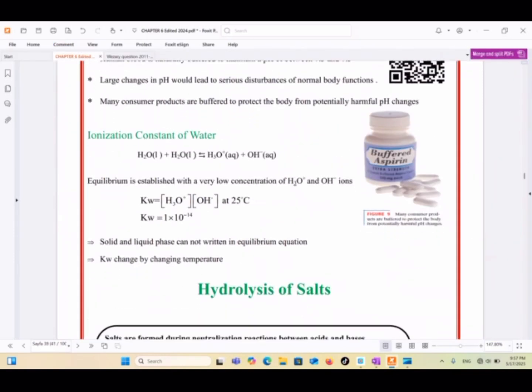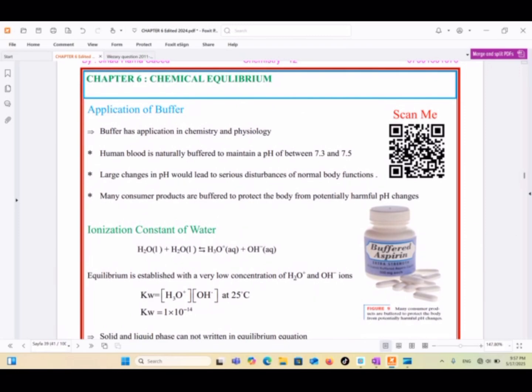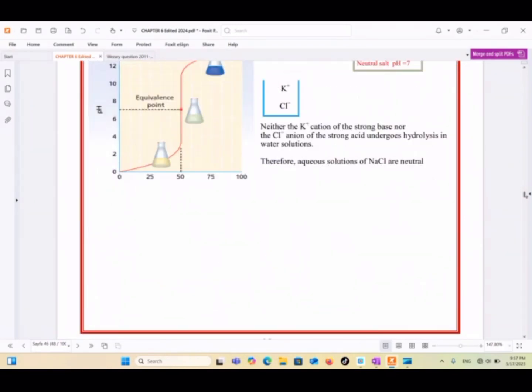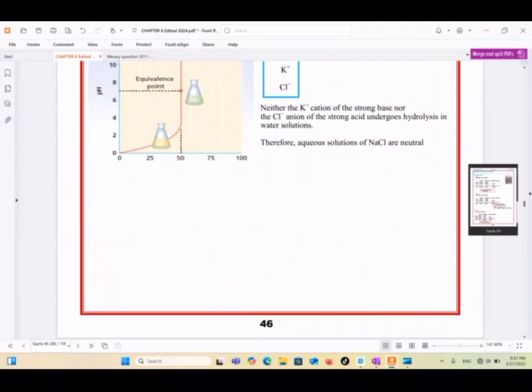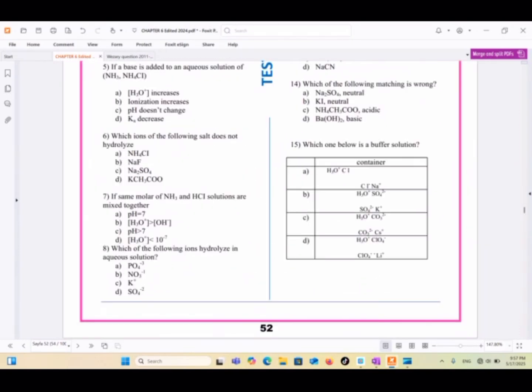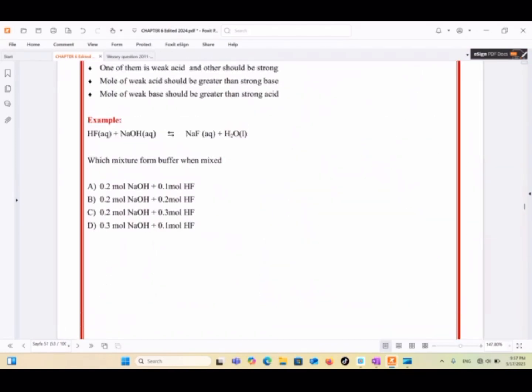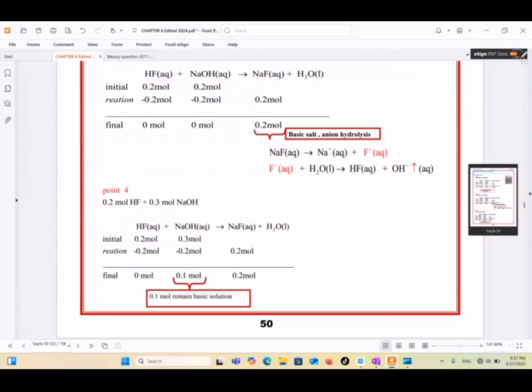There will be another type of question, the second type of buffer. Let us turn to page 51. There is a type of buffer solution which is between the weak acid or weak base with the strong acid or the strong base, guys. There will be such questions like this.